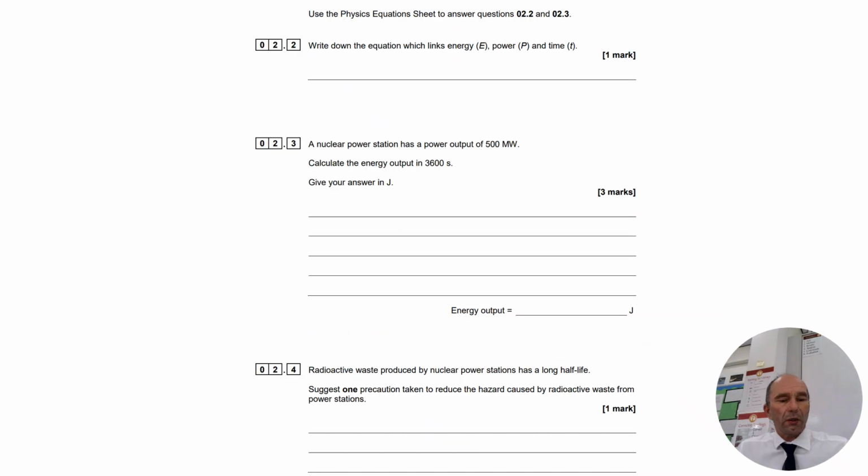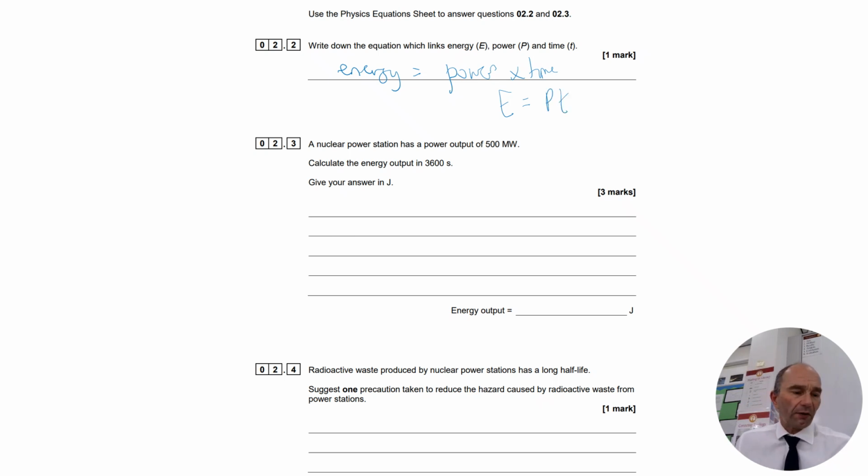Now, next one, this probably should be the easiest mark you're going to get on your paper. Write down the equation which links energy, power, and time. Bear in mind you're going to have the formula sheet. I couldn't make it any easier for you. So energy equals power times time. You can also write the symbols: E equals PT. Easy mark.